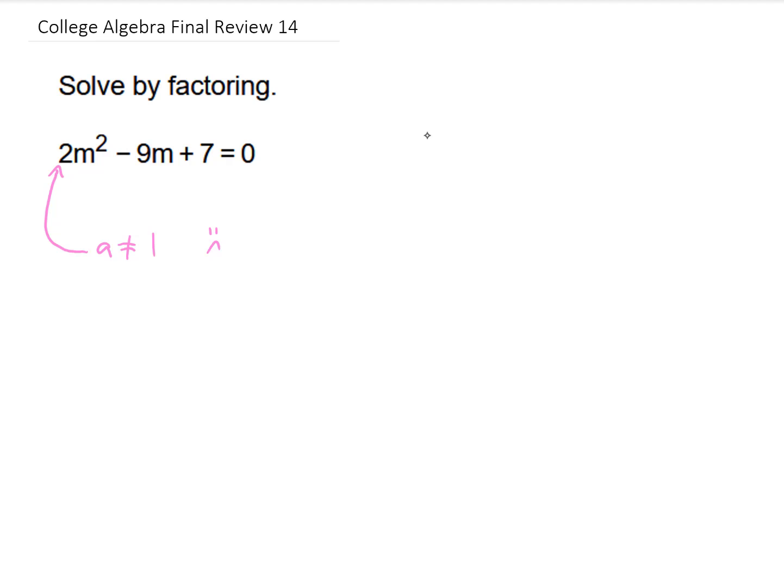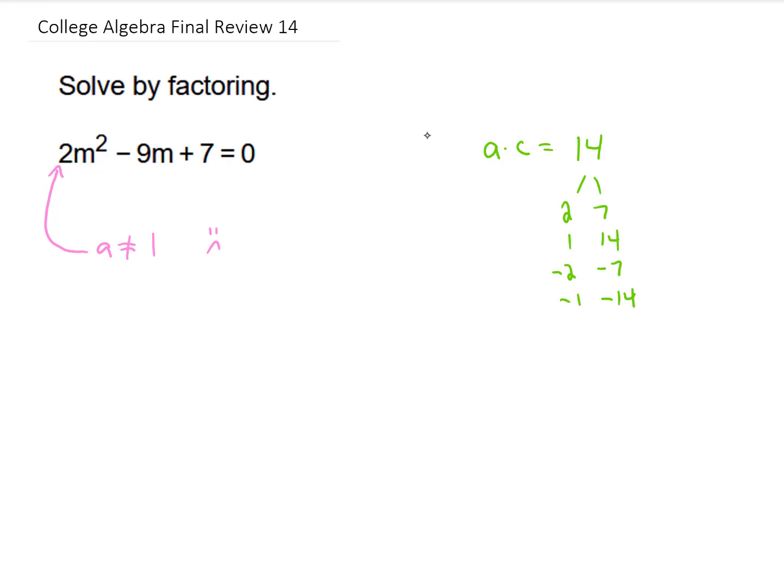We could use kind of a guess and check technique. I like that technique, but it doesn't always work out very well, especially if you're not sure that this thing can even factor. So a technique that is always going to work is multiplying our a value times our c value. In this case, that would be 2 times 7, which is 14. And then we can start writing down factors of 14.